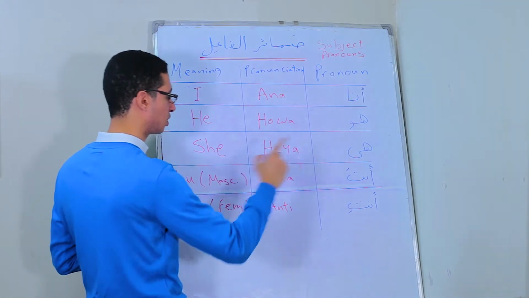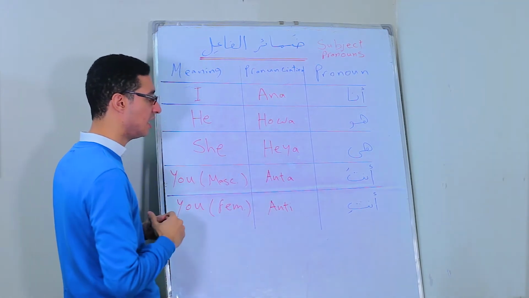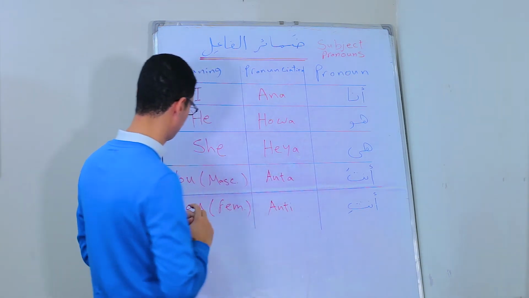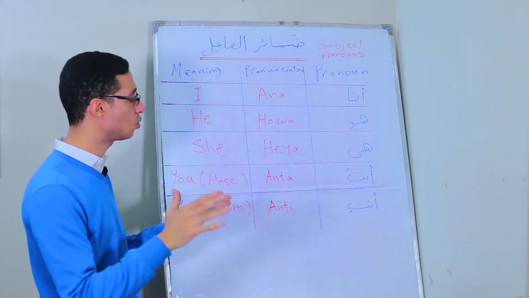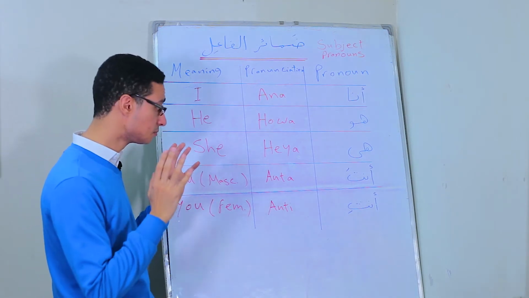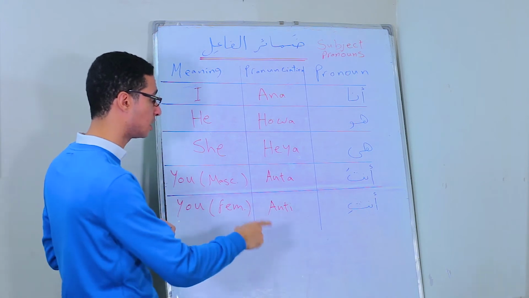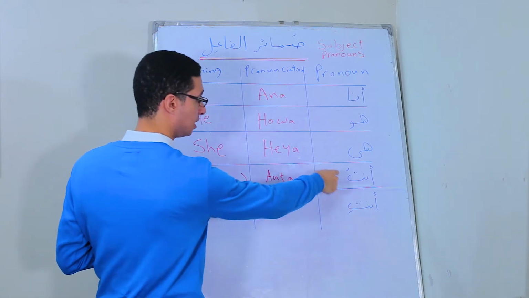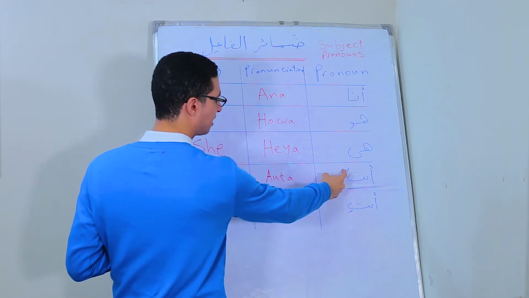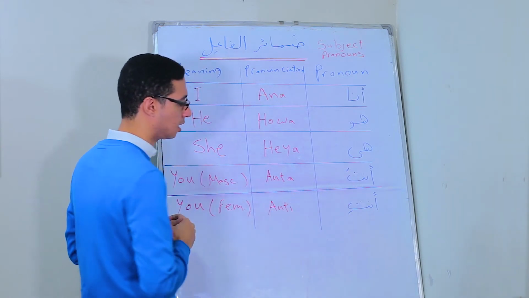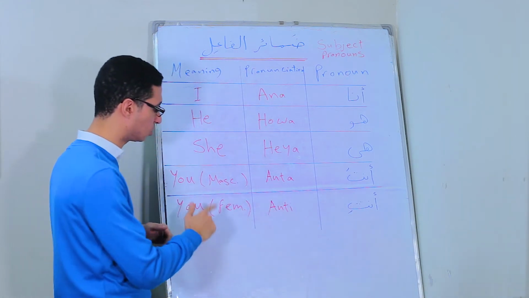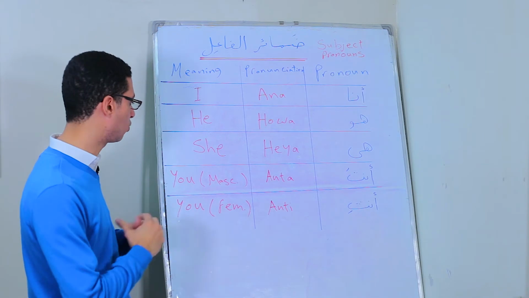And if you're talking to someone, you want to say you. If he is a guy, if he's a man, okay, anta. So anta means you if you're talking to a man. But if you're talking to a girl, it will be anti. It's written the same, but here the short vowel, here there is fatha, and here there is kasra under the ta. So it will be anti. So you're addressing a girl or a woman.